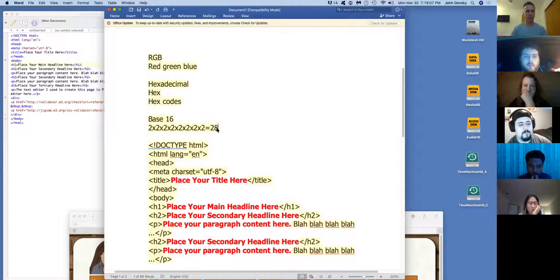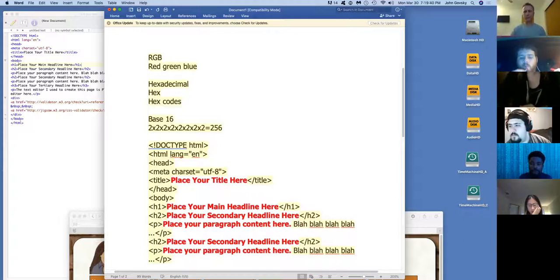Well, anyway, that's 2 to the 8th power, not 28, right? Which equals 256, right? So 256 is a very magic number in all this because that's what we call 8-bit color. So it's a very standard way of thinking of color is 8-bit color. We call it 8-bit color because it's 2 to the 8th power, which is 256 possible distinct colors.